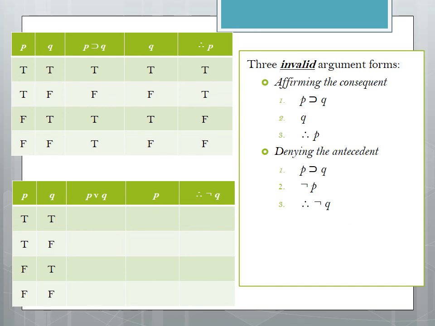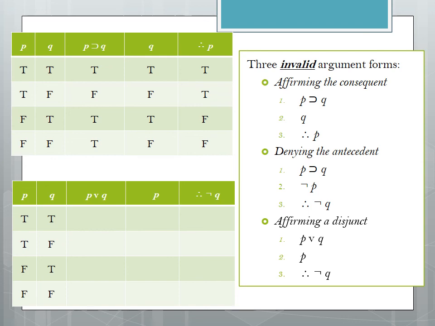The third invalid argument form that we're introducing in the class is known as affirming a disjunct. And we can see here that the major premise, primary premise, is a disjunction, which we're denoting P wedge Q, or P or Q. The secondary premise, the minor premise, is one of the disjuncts. In this case, I've used P. And the conclusion for affirming a disjunct is the negation of the other disjunct. So in this case, the negation of Q.